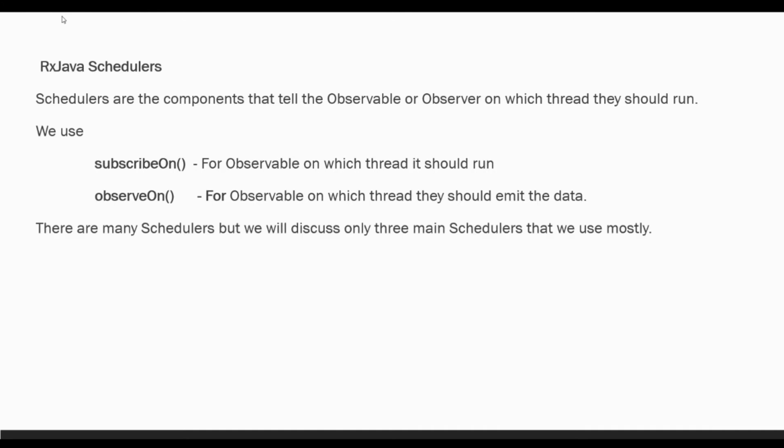So there are many schedulers, but we'll use only the three main schedulers that we use mostly: Schedulers.io, Schedulers.computation, AndroidSchedulers.mainThread. Here, Schedulers.io and Schedulers.computation come from RxJava, whereas AndroidSchedulers.mainThread comes from RxAndroid.